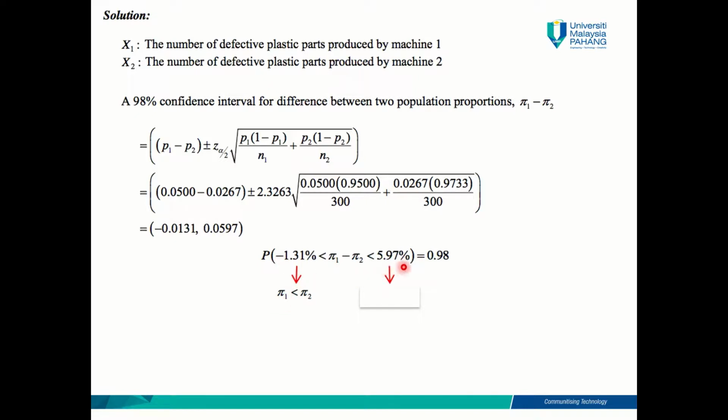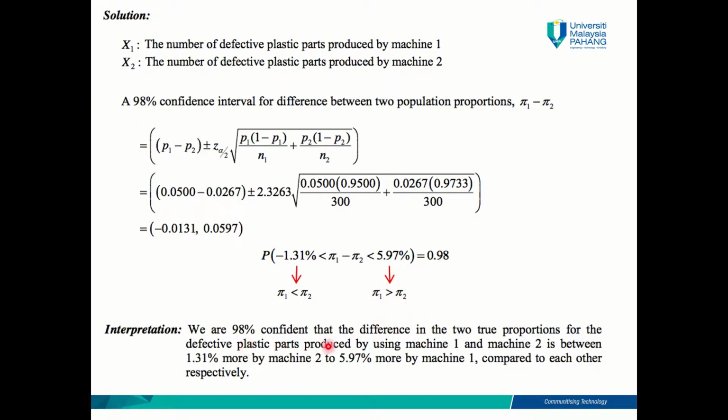As for the upper boundary, you get a positive value. So this positive value indicates that pi 1 is greater than pi 2. So this means the lower boundary suggests that machine 2 produces more proportions of defective parts compared to machine 1, more by 1.31%. And for the upper boundary, it suggests that machine 1 produces more proportions of defective parts than machine 2, more by 5.97%. So that's why in the interpretation, you would need to write it like this.